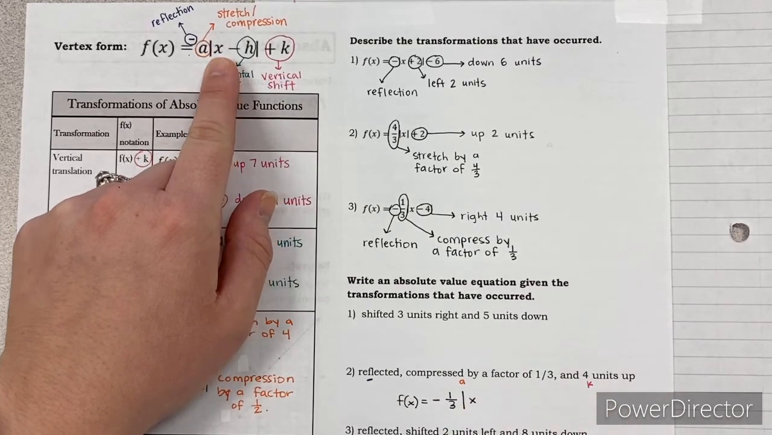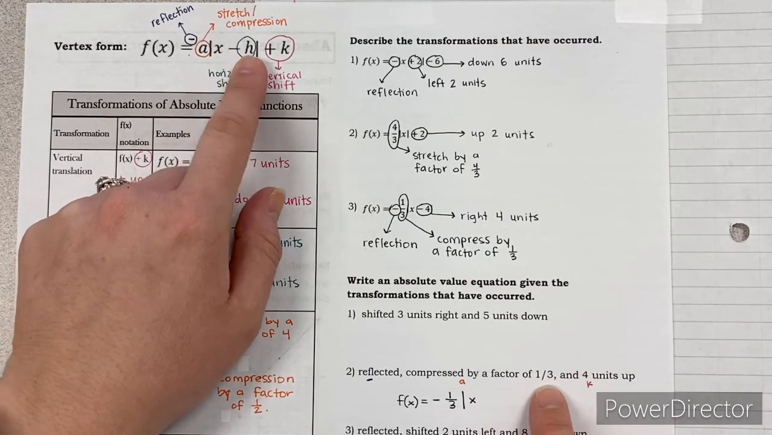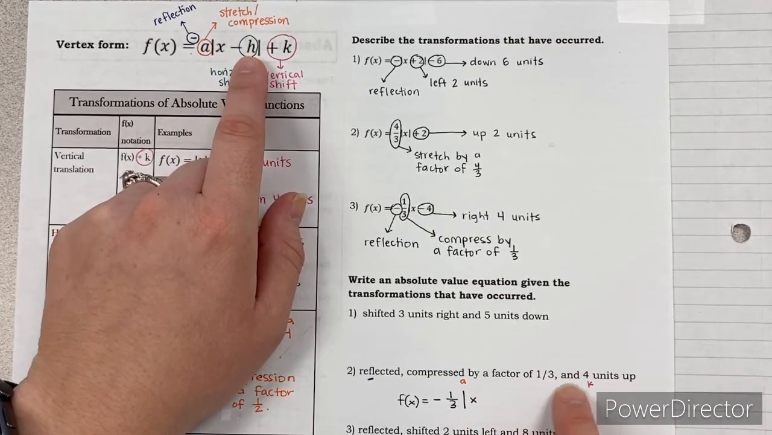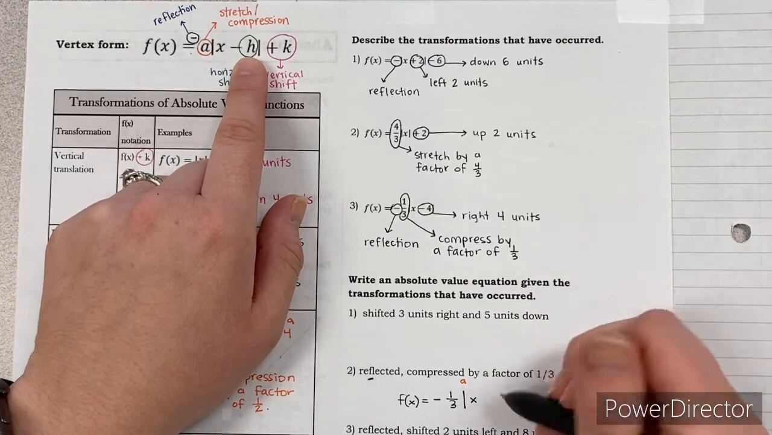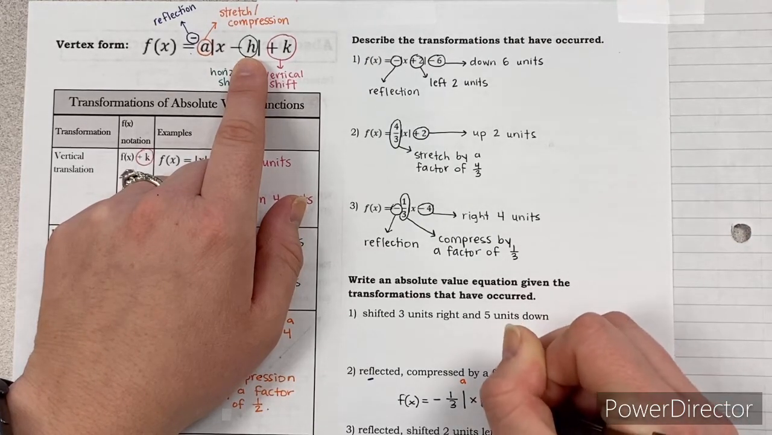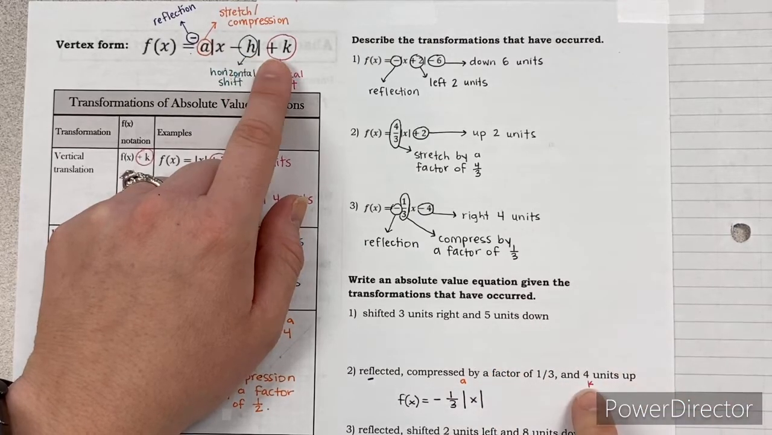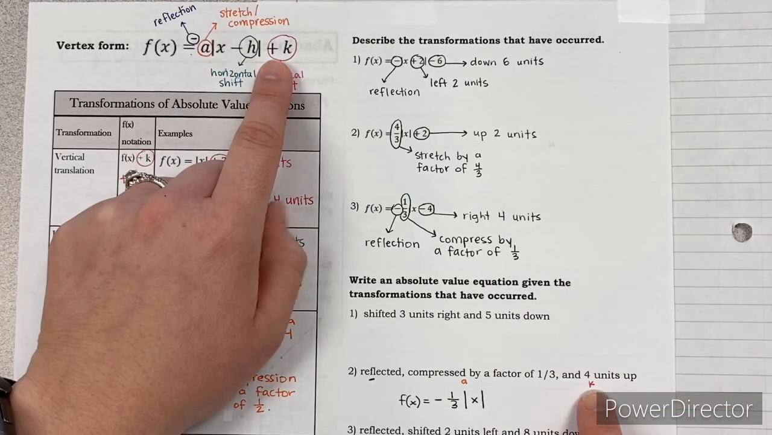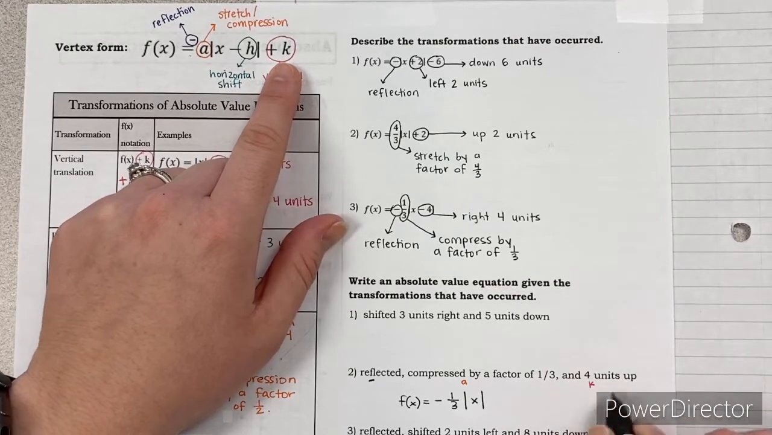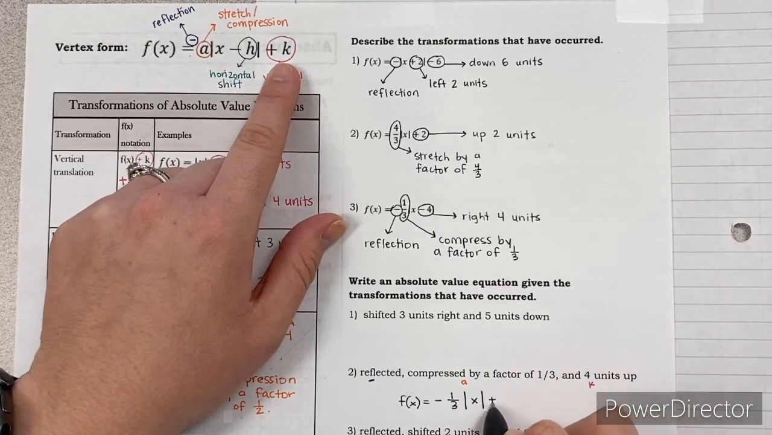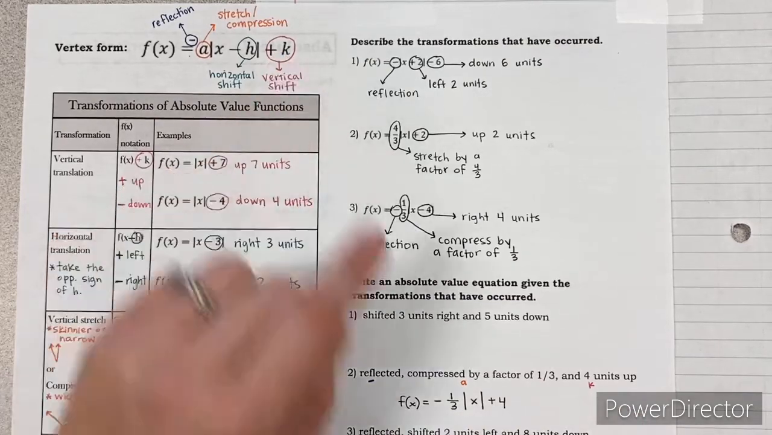Now, before I just automatically keep writing, I want to check to see if I have an h value. If I don't, then I can close my absolute value bar. I've got a k, but not an h. So I'm going to close that. And then I've got 4 units up. So that's going to be at the back because that's my k value. So 4 units up is just going to be shown by +4.